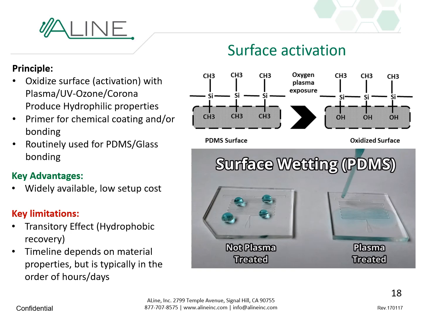And a lot of you are probably familiar with this, because this is the process that is routinely used for PDMS and glass bonding. As you can see here on the right, you start from your PDMS surface that has exposed CH3 groups, and then after oxygen plasma, these become reactive OH groups, meaning the surface is oxidized. This is shown going from a non-plasma-treated surface, where the water actually beads up, to a plasma-treated one, where the contact angle is so small you barely see any color, because the droplet really spreads out over the surface.